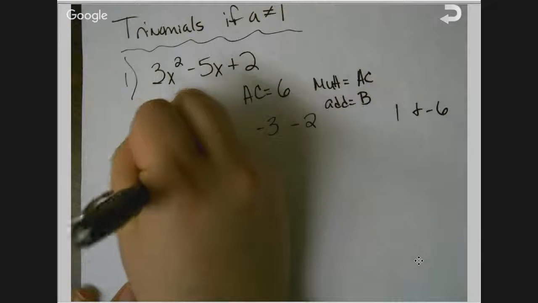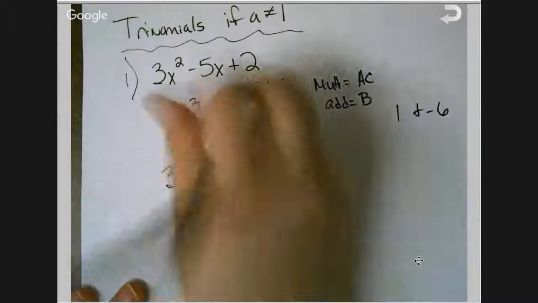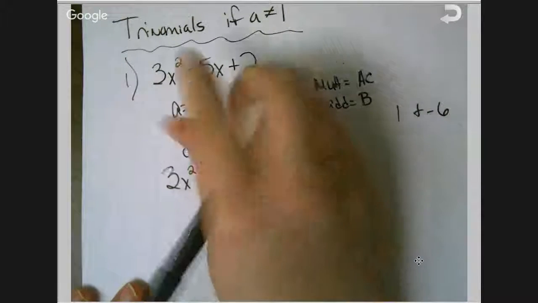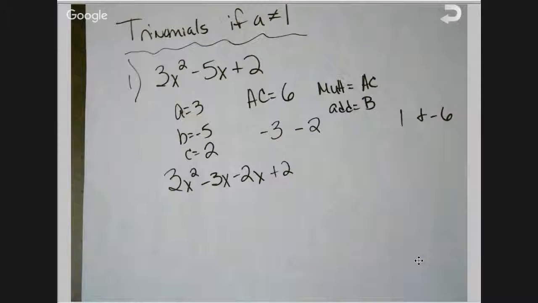So now I have 3x squared. I'm going to use minus 3x minus 2x. Then my plus 2 doesn't change. So the only thing that changes is my middle. I'm just expanding it out. Are there any questions about that?